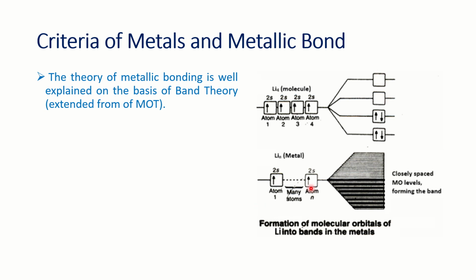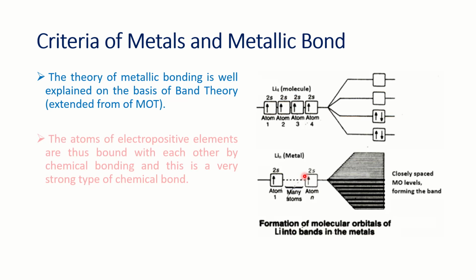This way, if you take multiple atoms of this metal, then this half band is filled and this half band remains unfilled. So easily the electrons can move from this band to this band. And that's why these electrons become very much mobile, and metals can conduct heat and electricity due to this vacant band. So that is why it is known as the band theory.